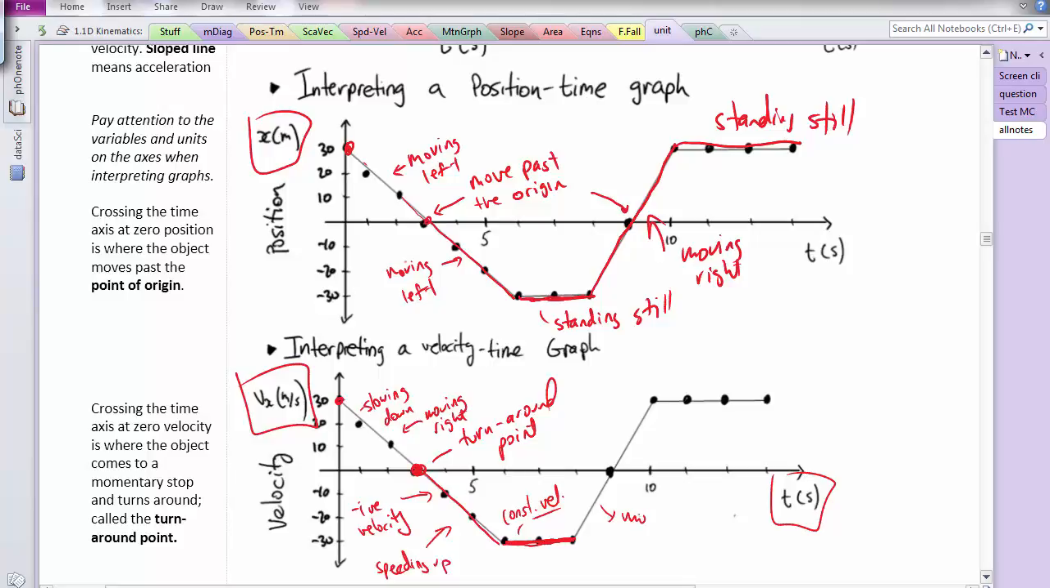Here we are moving left because our velocity is still negative, but we're slowing down and slowing down. Here we come to a stop. It's another turnaround point. And here we're moving right and we're speeding up, and here we're moving right with constant velocity. So this is constant velocity.